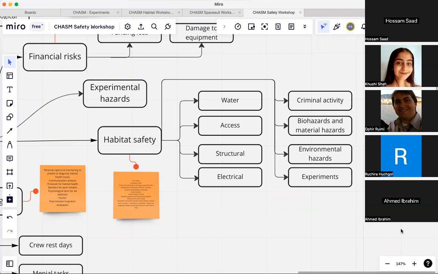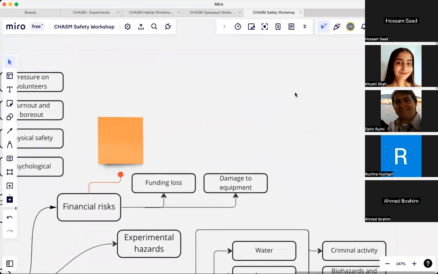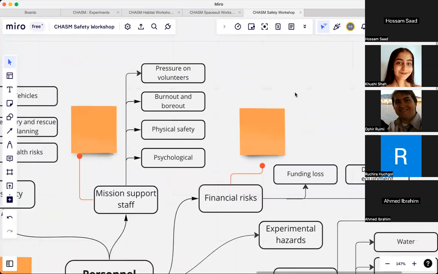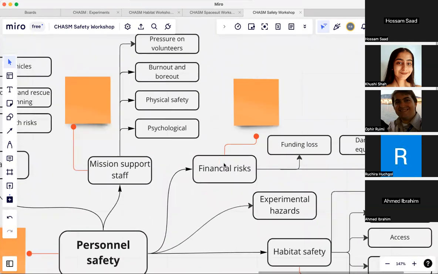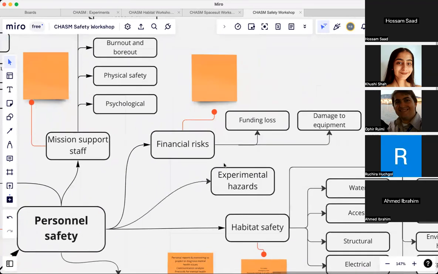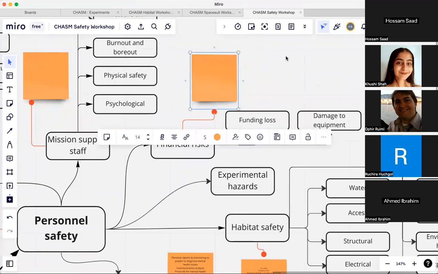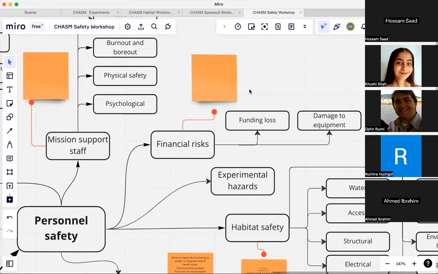We didn't discuss the financial risks. We did not yet. Exactly. What would you see as the biggest financial risks that we should look into a bit more?